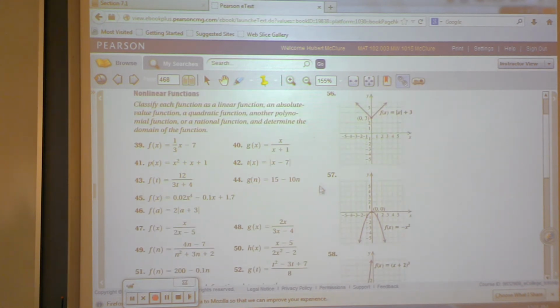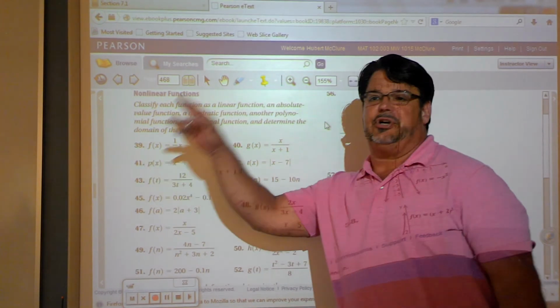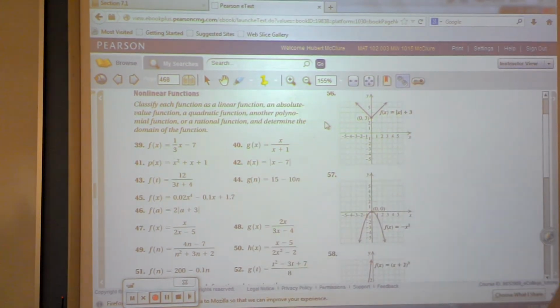All right, let's do number 39. I want you to graph number 39, and I want you to tell me the domain and the range. And this is 7.3, so we've covered 7.1 through 7.3. Number 39 says f of x, or y, is equal to 1/3 x minus 7.